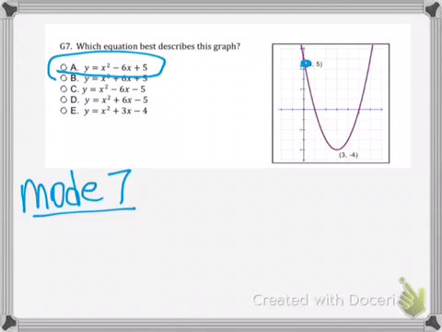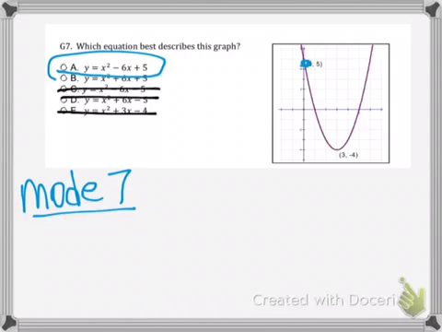Number 7, which equation best describes the graph? Well, the first thing I noticed is the y-intercept was at 5. So I looked at my answer choices, and any answer choice that doesn't end with the constant 5 is going to be deleted. Those are out.